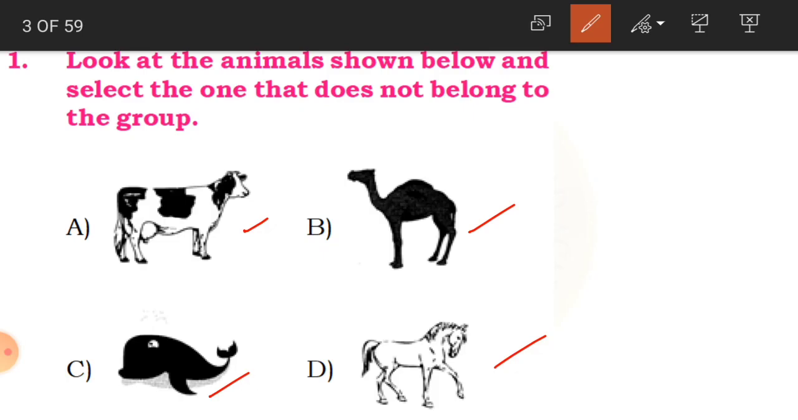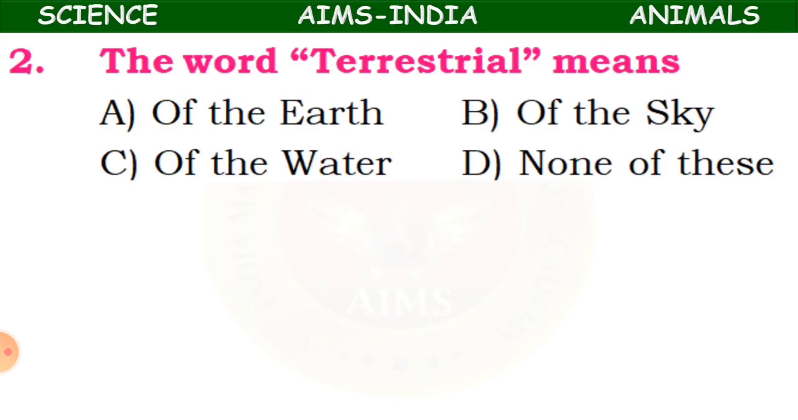Now if you see the cow, where does it live? It lives on the land. The camel lives on the land. The horse lives on the land. And the dolphin lives in the water. So which one does not belong to this group? Dolphin. So C option is the correct answer, whereas the other 3 animals are terrestrial animals because they live on the land, and the dolphin is an aquatic animal because it lives in the water. Clear, children? This is how we have to answer the questions.